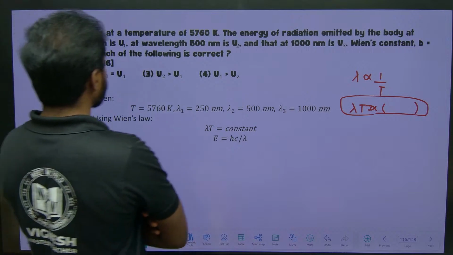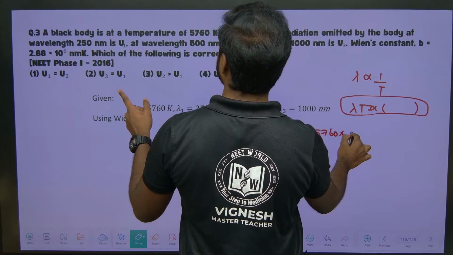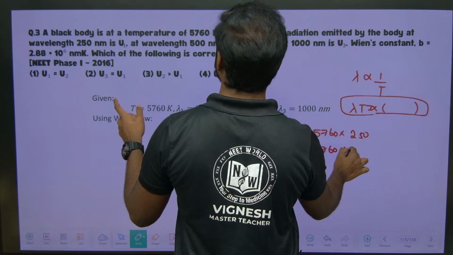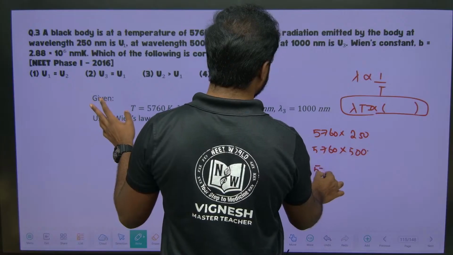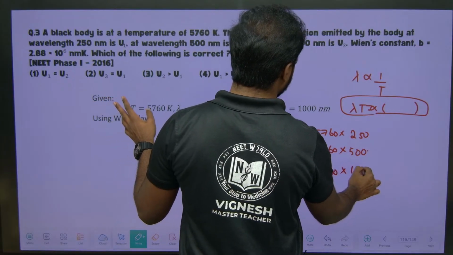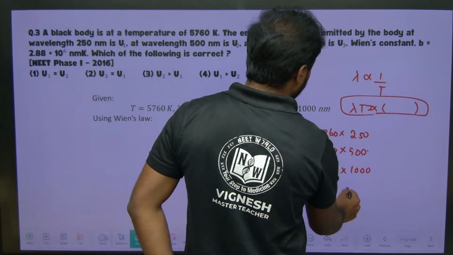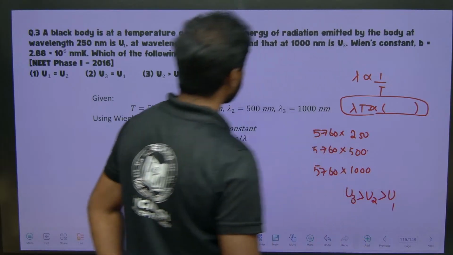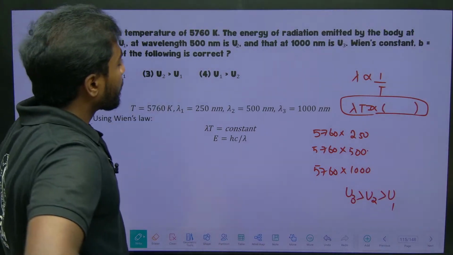5760 into 250, 5760 into 500, and 5760 into 1000. If we see, U3 will be greater than U2, and U2 will be greater than U1, right? That is the thing. U3 will be greater than U2, which will be greater than U1.